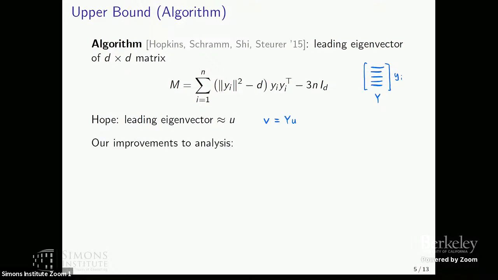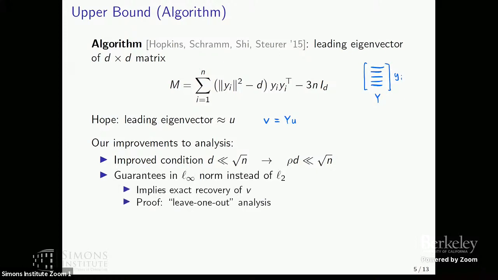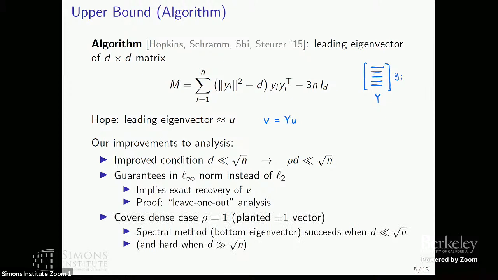So what are our main results for the upper bounds? HSSS already studied this and proved this condition, and we, with some extra work, improved it to this optimal condition, or a condition we think is optimal. Some other technical improvements are that we have guarantees in L infinity norm instead of L2, which implies that you can exactly recover the vector V instead of just estimating it in 2 norm. This is probably the most technical part of the proof, this leave one out analysis, but I won't try to get into that.